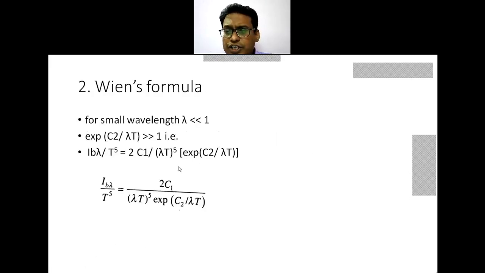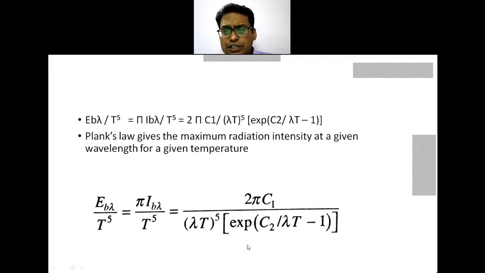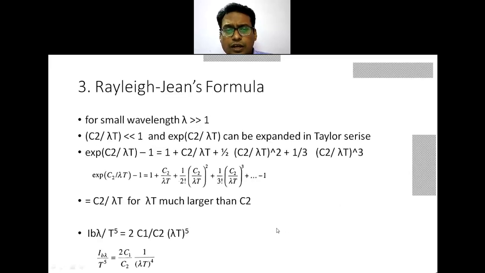So the above equation reduces, with C2 upon lambda T in the denominator, to C1 upon C2 into lambda T raised to 5. And I_B lambda upon T raised to 5 is equal to 2 times C1 upon C2 into 1 upon lambda T raised to 4.